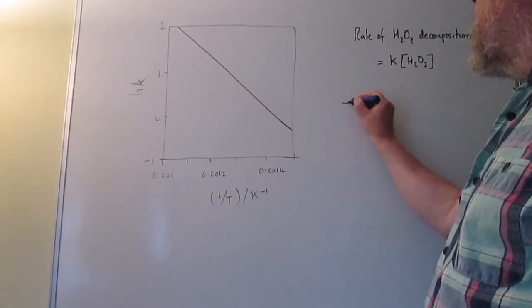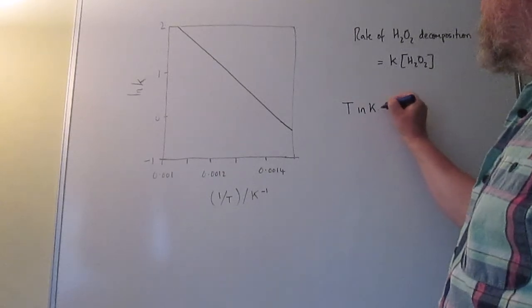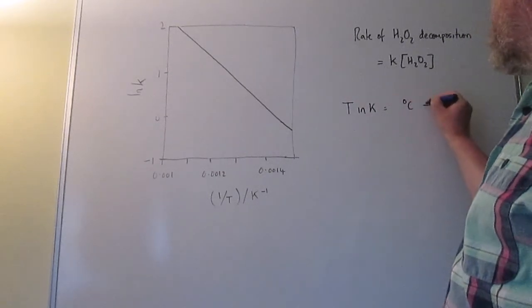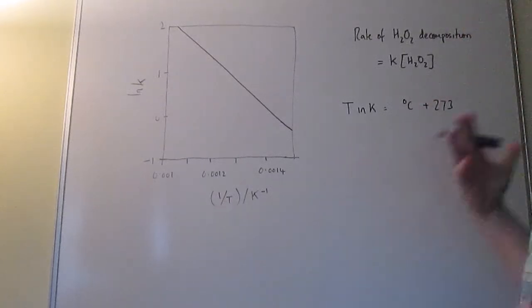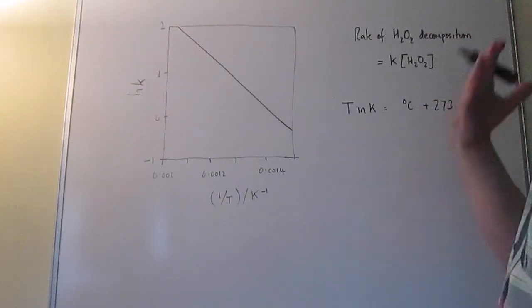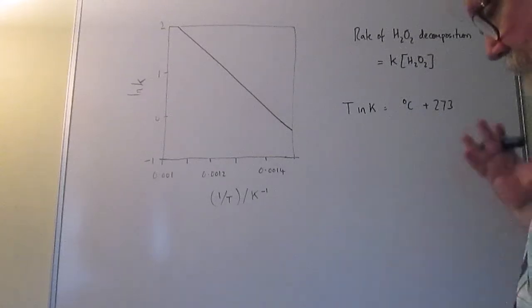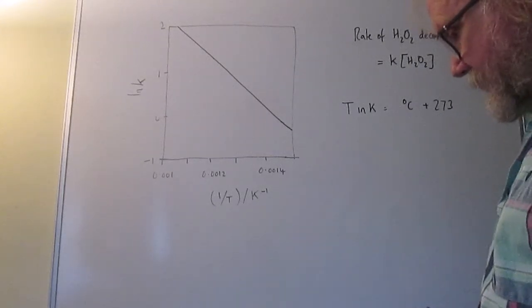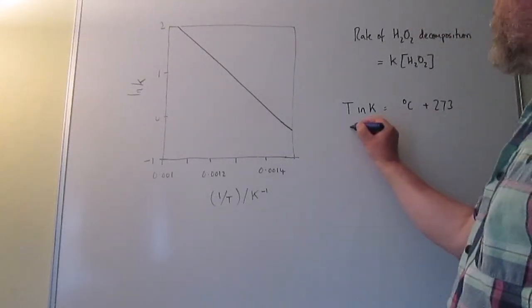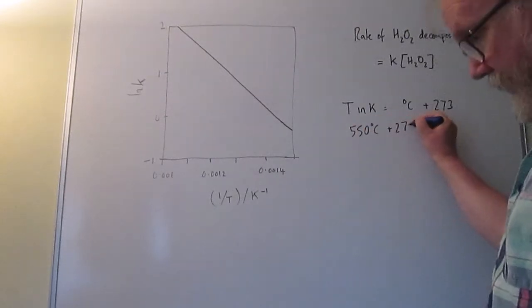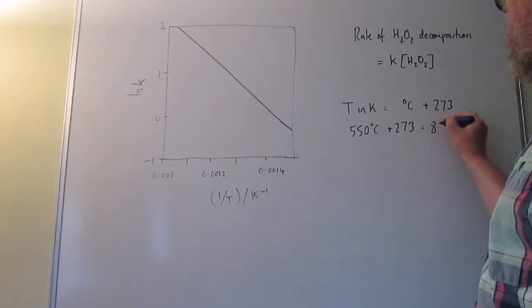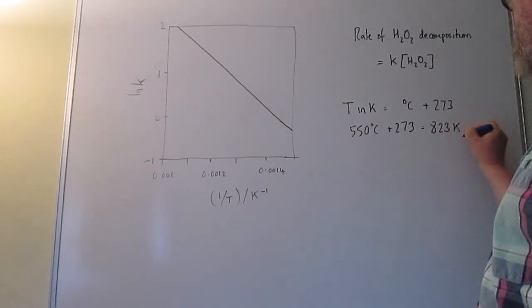So we've got to remember that the temperature in Kelvin is degrees C plus 273. You have to learn that, and you need that in other things as well, like the ideal gas law, for example. So that's something you need to have learned. And so 550 degrees C plus 273 is equal to 823 Kelvin.